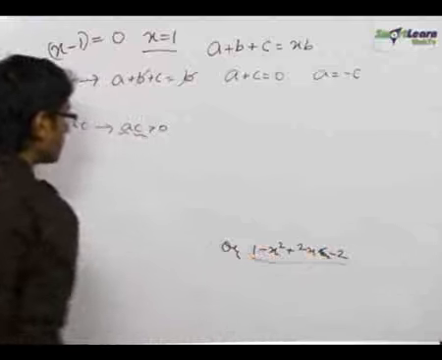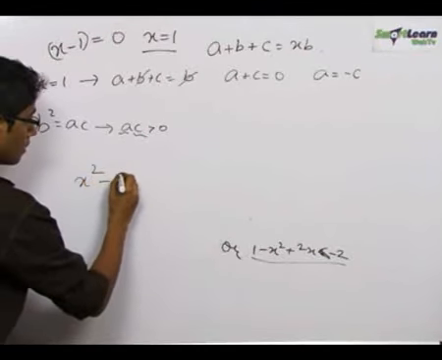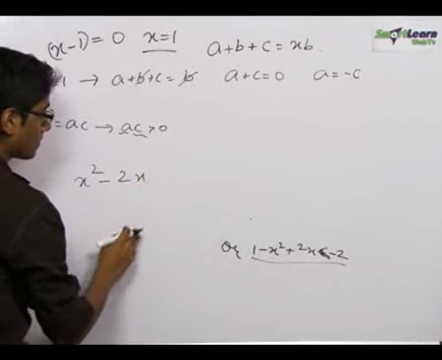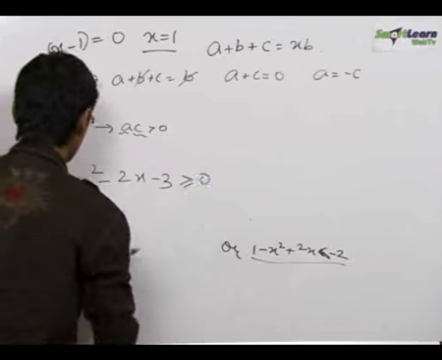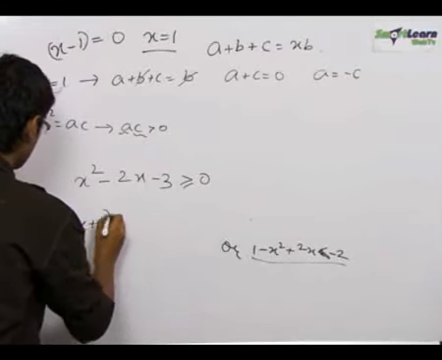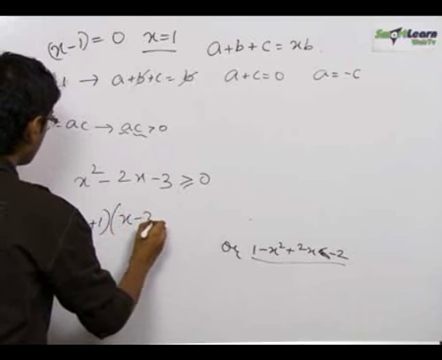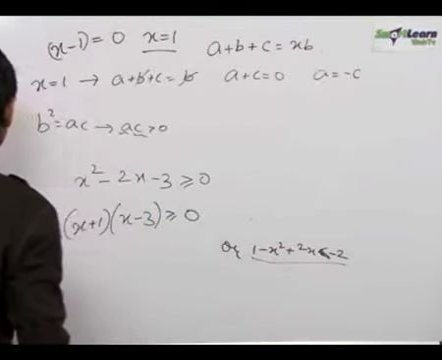Taking the second equation, we get x square minus 2x minus 3 should be greater than or equal to 0, which gives us x plus 1 into x minus 3 to be greater than or equal to 0, which gives us x is greater than or equal to 3, or x is less than or equal to minus 1.